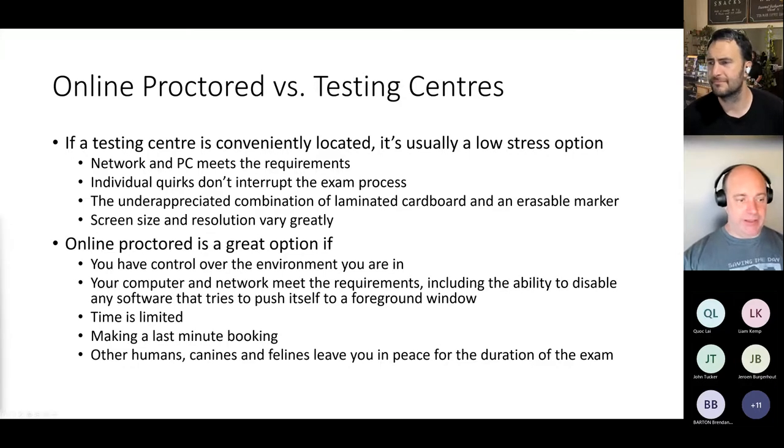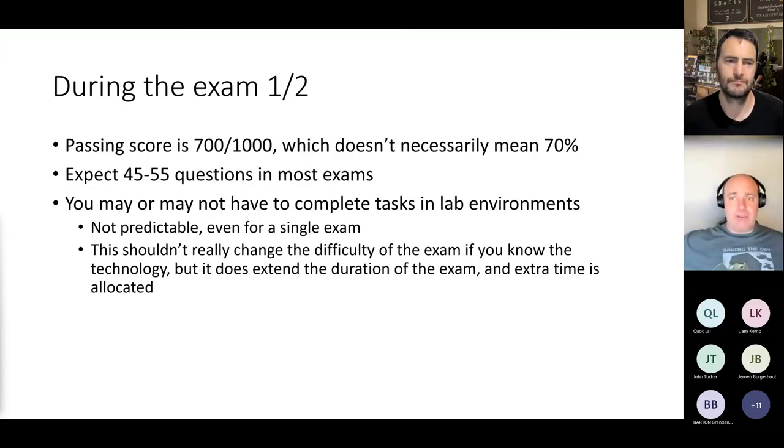Okay, so what about during the exam? Here the passing score is 700 out of 1,000, which does not mean 70%. There may be questions in the exam that are not marked. It could be new questions they're getting ready to roll into the exam, maybe doing some A-B comparison testing on them. So you don't get marked on those.